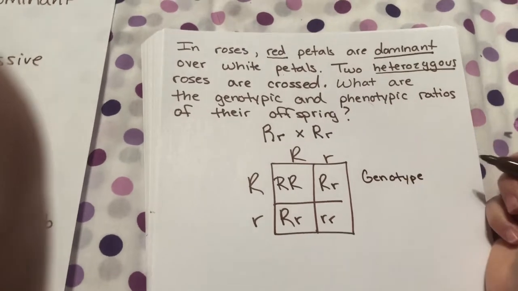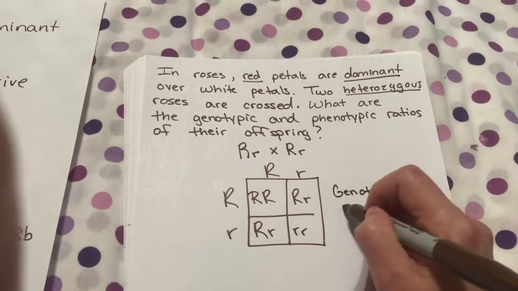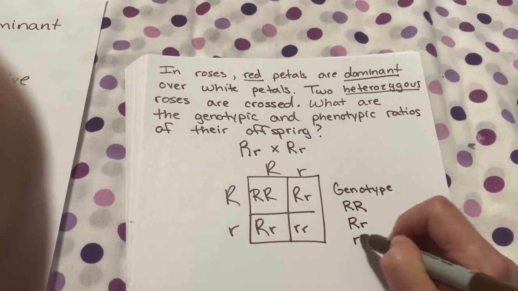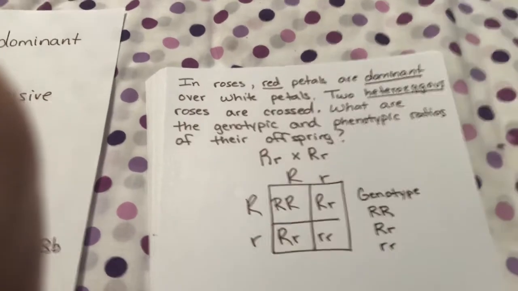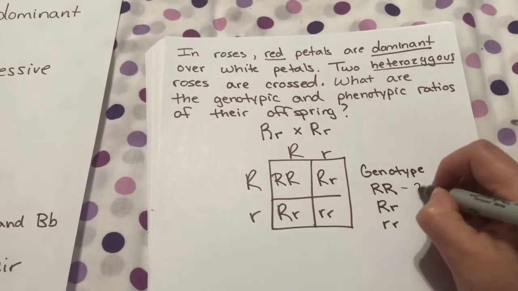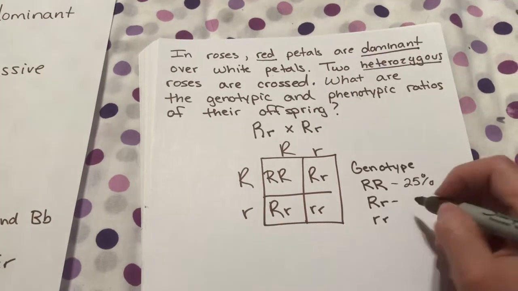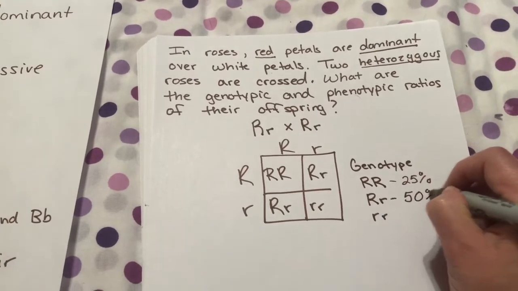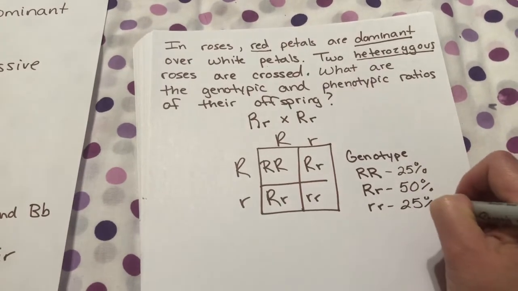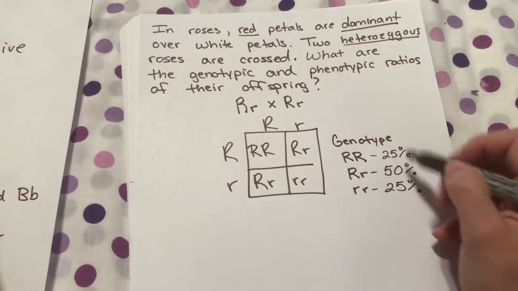genotype, I'm looking at the letters. And so for genotype, I always have three possibilities. I could have big letter, big letter, big letter, small letter, small letter, small letter. So big letter, big letter, I have one of those, 1 out of the 4, so that's 25%. Okay. Big R, little r, I have 2 of those, 2 out of 4, 50%. And then little r, little r, 1 out of 4, that's 25%. So this is my genotype percentages.